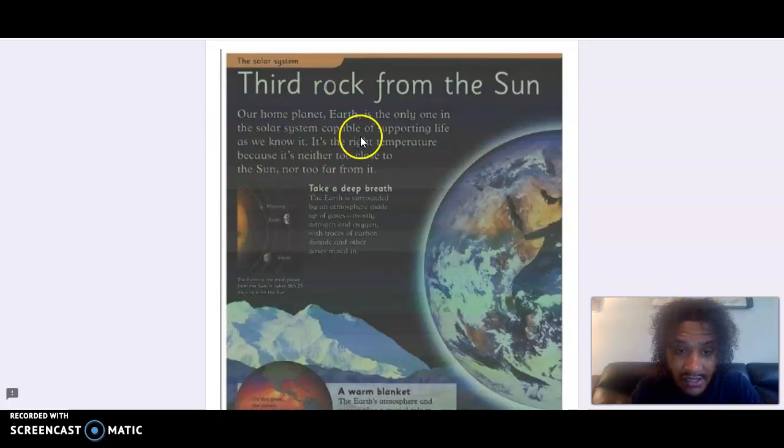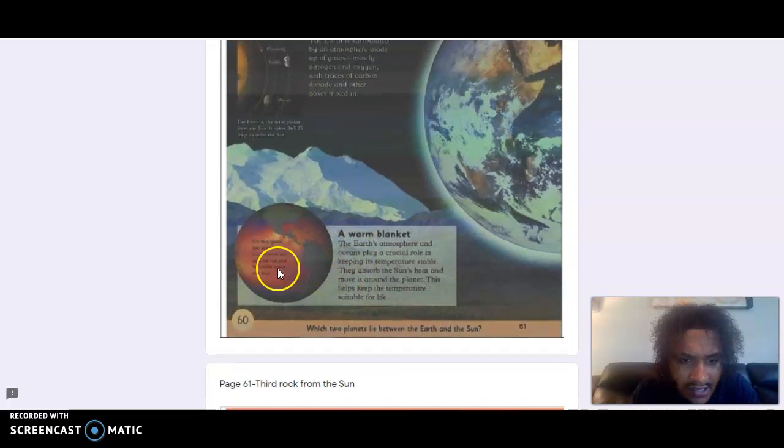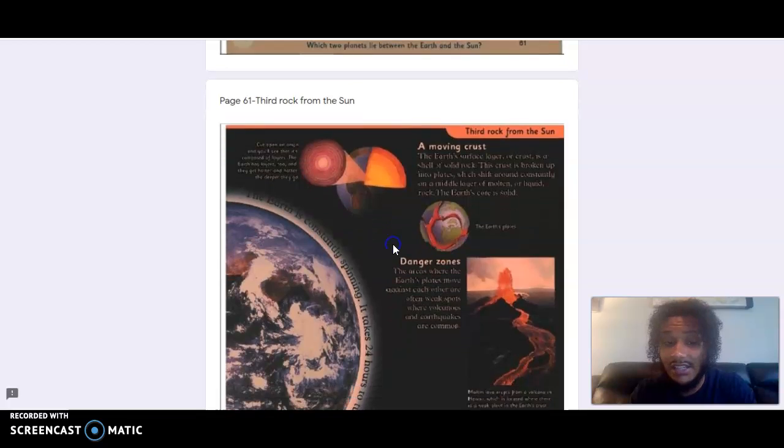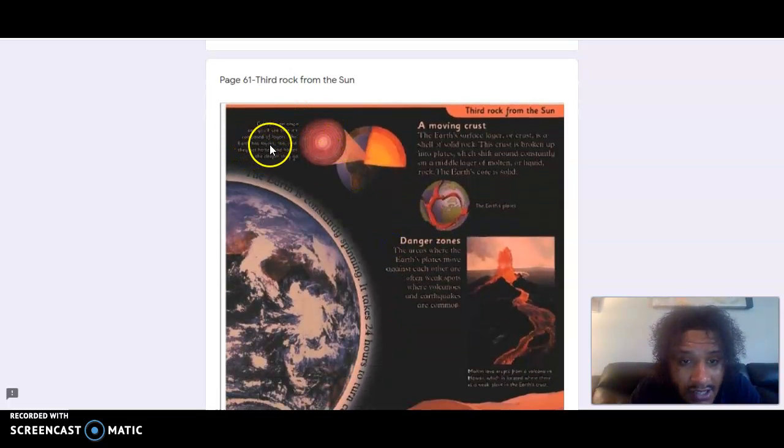I don't see crust in here. The crust is not talked about in here, so it's not even on page 60 yet. It says the earth has layers. There's no crust there. Oh, a moving crust.